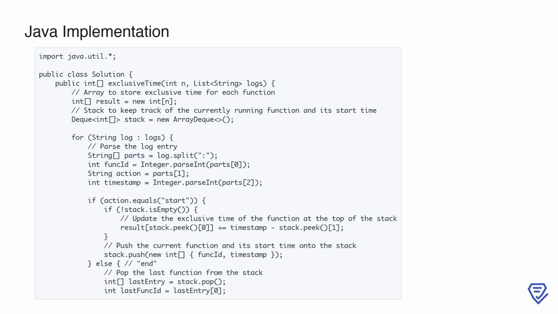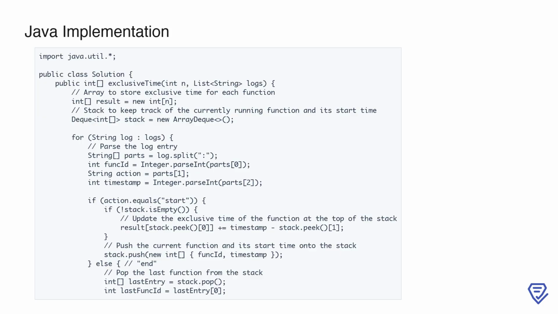Here, we begin by importing the necessary packages and defining our solution class. The exclusive time method takes two inputs: the number of functions n and a list of logs that describe the start and end events of these functions. We initialize an array called result to store the exclusive execution time for each function. Additionally, we use a stack to keep track of the currently running function and its start time.